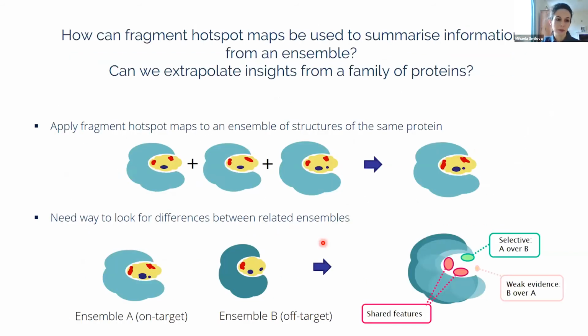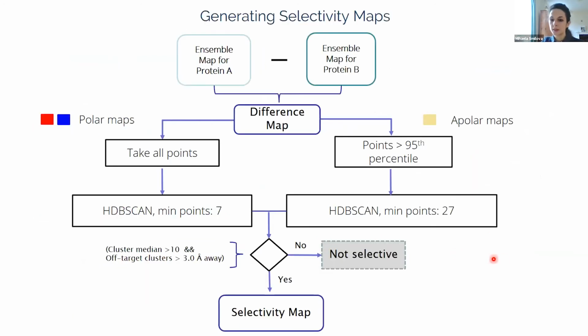So now that we had a way to compile the information across an ensemble, we moved on to the question of comparing ensembles of structures of closely related proteins. So this is the workflow currently used to calculate the selectivity maps. For each probe type, a difference map is generated by subtracting the ensemble map for the off-target protein from that for the on-target. And then in this next step, those maps can be filtered to only show the highest scoring points above a certain percentile of all the scores observed in the difference map.